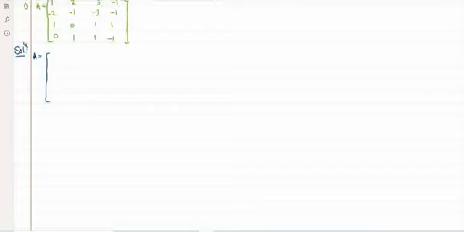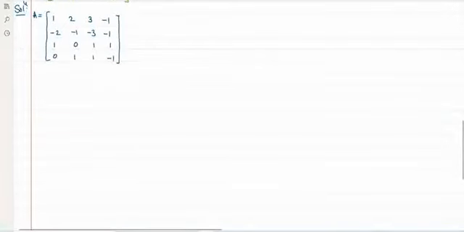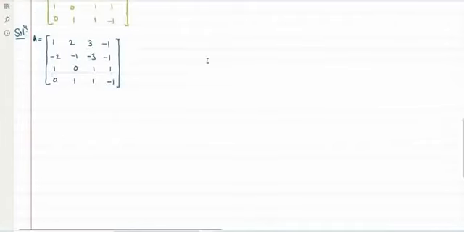So the matrix A is: first row 1, 2, 3, -1; then -2, -1, -3, -1; then 1, 0, 1, 1; then 0, 1, 1, -1. Now, I will scroll up a little bit. You can zoom your screen if the text is not big enough.